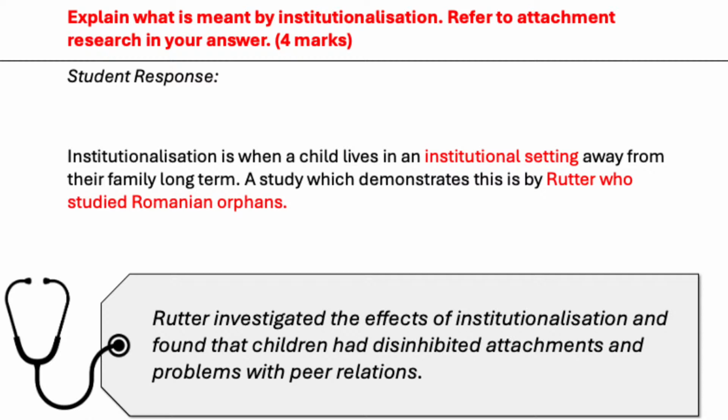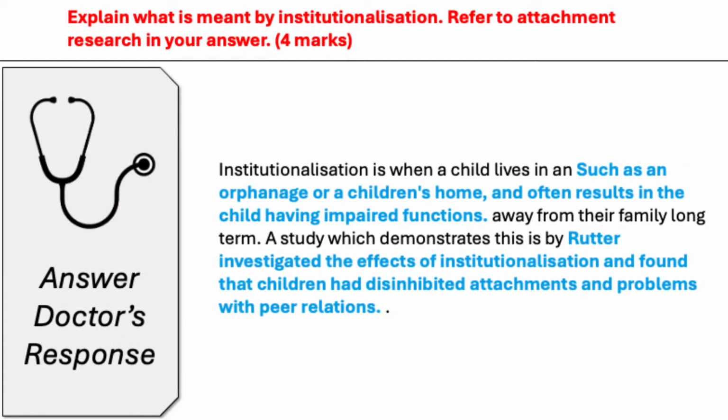Let's have a look at our full answer here, our 4-marker prescribed better answer. Let's read this out. Institutionalization is when a child lives in an institution such as an orphanage or a children's home, and often results in the child having impaired functions away from their family long term. A study which demonstrates this is by Rutter, who investigated the effects of institutionalization and found that children had disinhibited attachments and problems with peer relations. You can see they're more likely to get full marks here in comparison to their very brief basic answer at the start. Many of you have recognised that, so well done.